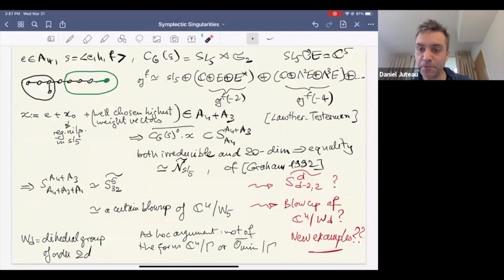to play the same game. So we have two versions. You can take a sub-sub-regular slice in the Neoproton cone of SLD and take the D cover, or you can take this symplectic quotient C4 modulo the dihedral group of order 2D and do this particular blow up and see what happens.